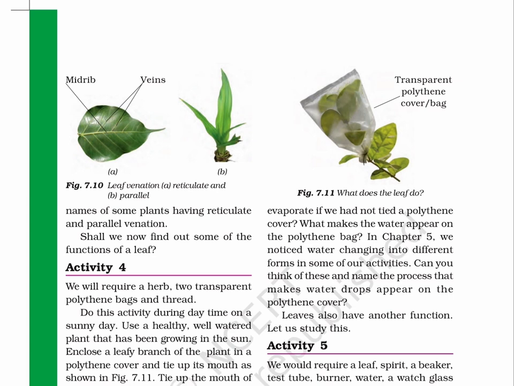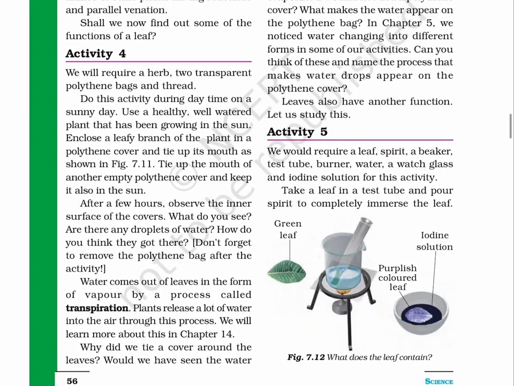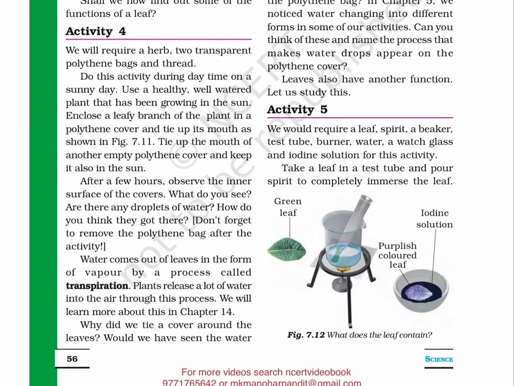Activity 4. We will require a herb, 2 transparent polythene bags and thread. Do this activity during daytime on a sunny day. Use a healthy, well-watered plant that has been growing in the sun. Enclose a leafy branch of the plant in a polythene cover and tie up its mouth as shown in figure 7.11. Tie up the mouth of another empty polythene cover and keep it also in the sun.